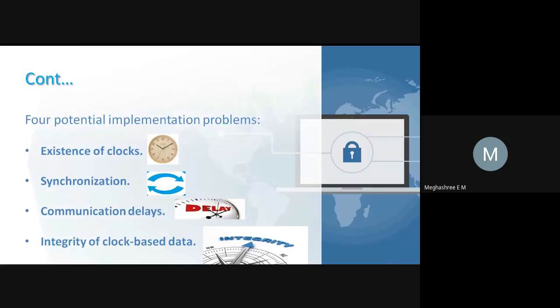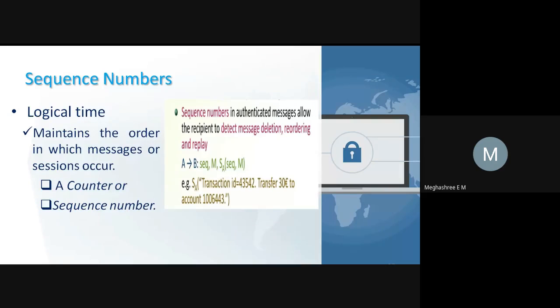Existence of clock, synchronization, communication delays, and integrity of clock-based data. These are the four implementation problems we discussed in the last class. We shall move to the next method or the mechanism, that is sequence numbers.